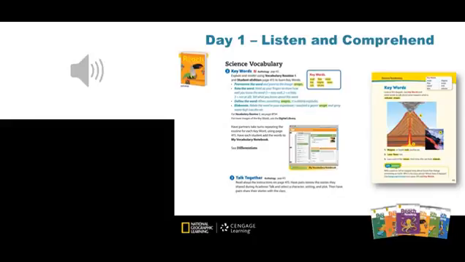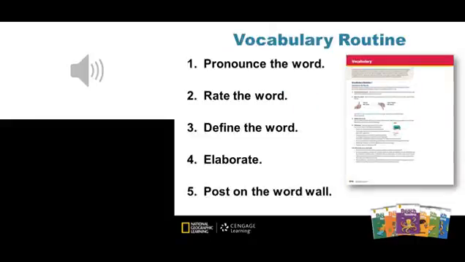Next, it's time to introduce the content vocabulary. You'll notice that every time content vocabulary is introduced, it's introduced within the context of the unit theme. You'll also be using a consistent routine to introduce the key vocabulary. This routine consists of pronouncing and having the students pronounce the word, rate the word, do they know it or not, defining the word, elaborating on the definition, and posting the word on the word wall.